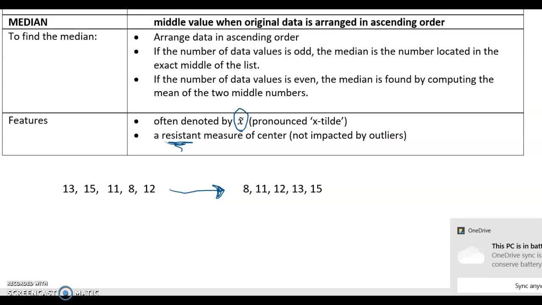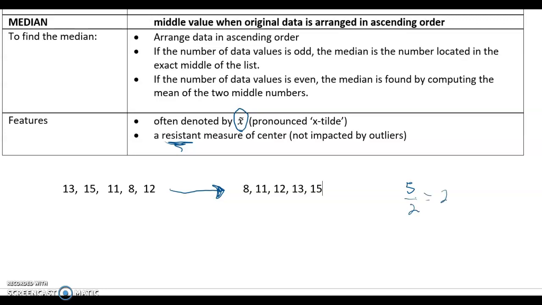But if you have a larger number, you can take the number of items and divide by 2. And here we get 2.5. So there's a decimal there, so I'm going to round up. The middle piece of data is data item number 3. So I'll count 1, 2, 3. The median, x tilde, is 12.